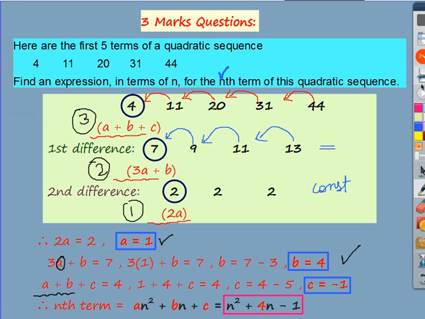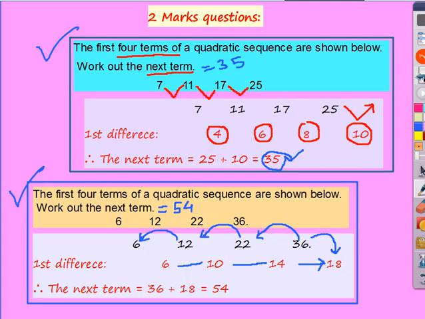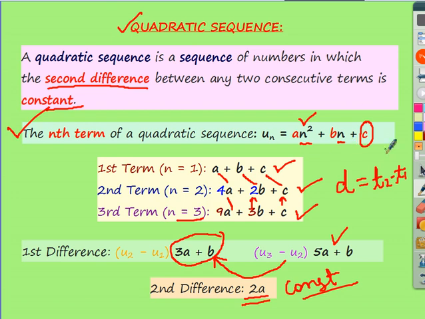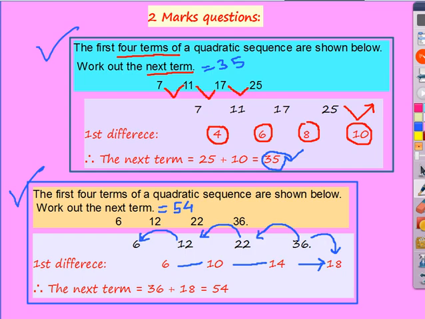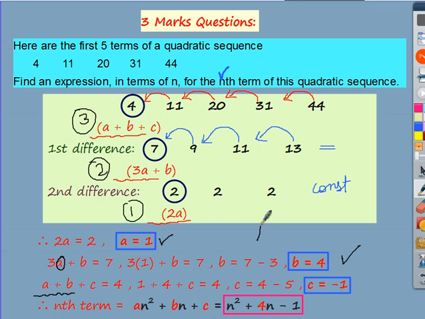Now you substitute these in your formula, and your formula is an square plus bn plus c. So your nth term, you can call Tn also, or you can call Un, is an square plus bn plus c. So your a is 1, so 1 square is 1, so n square. B is 4, so 4n, and c is minus 1, so minus 1. I hope it's clear. Let us take one more example of 3 marks.